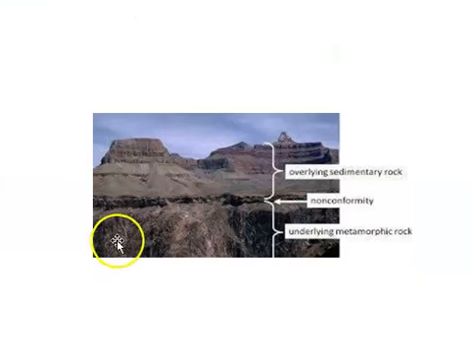This photograph shows non-conformity. The layers above the unconformity are sedimentary rocks, while below the unconformity are metamorphic rocks.